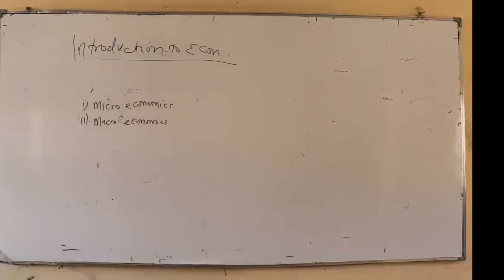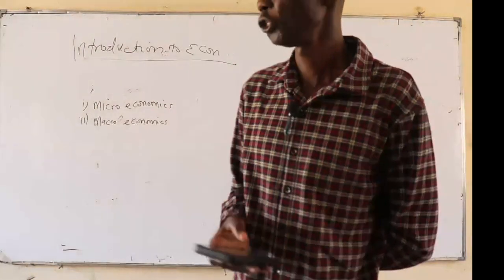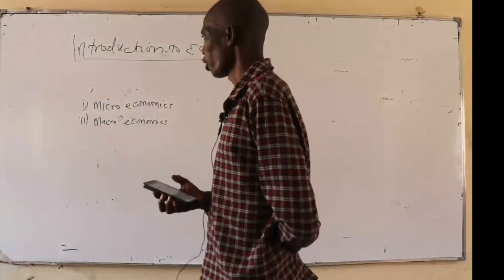So those are those. Inflation and unemployment, etc. So basically, now when you're talking about micro and macro, there's no confusion about the two.